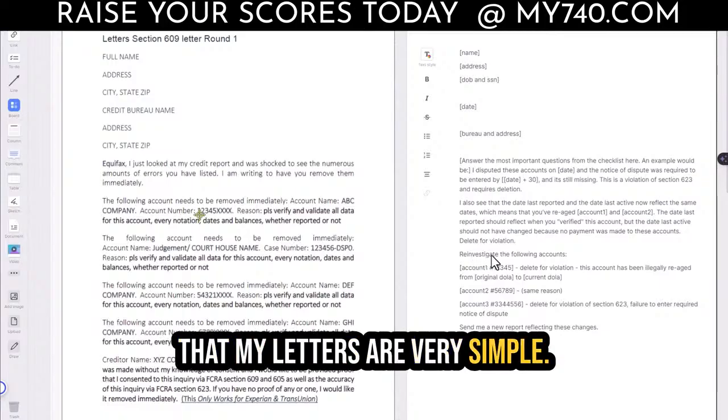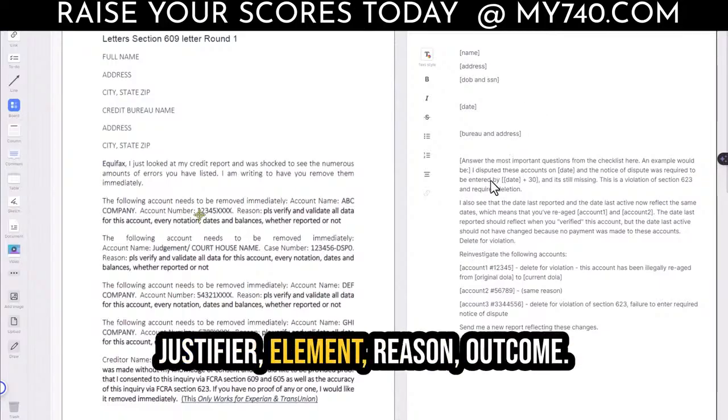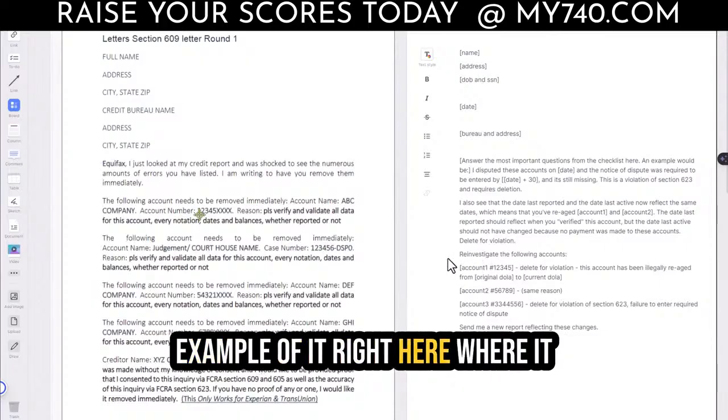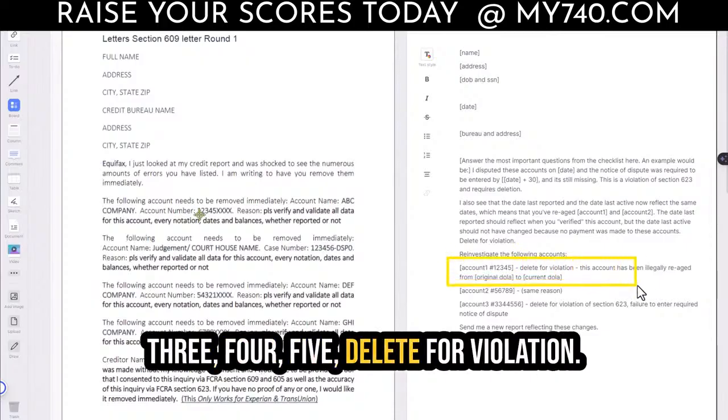My letters are very simple. We have the formula: action, justifier, element, reason, outcome. An example of it right here where it says account number 1, 1, 2, 3, 4, 5, delete for violation.